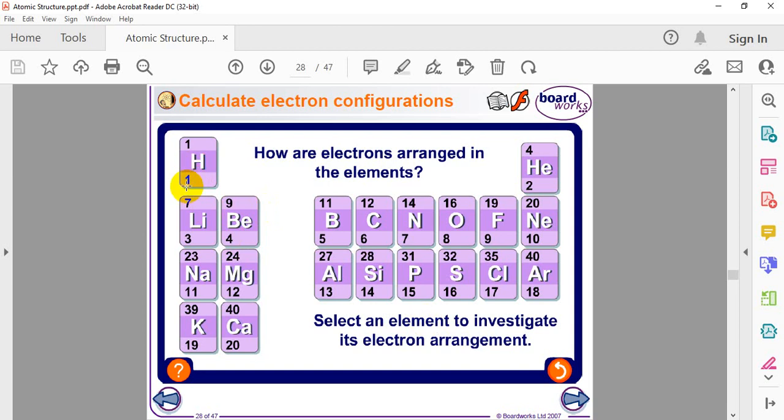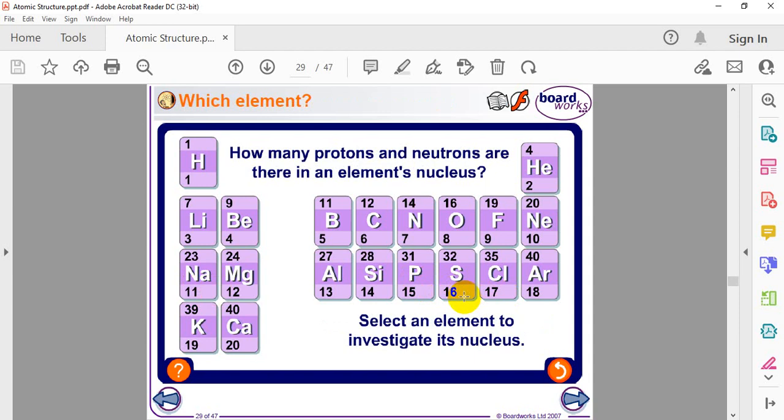Hydrogen has 1. Helium has 2, because the electron number is equal to what? The number of protons, or the atomic number. Lithium has 3 electrons. Sodium has 11. Phosphorus has 15. Sulfur has 16, and so on. It continues.